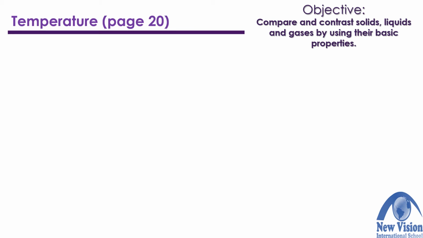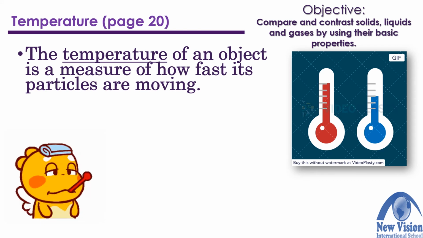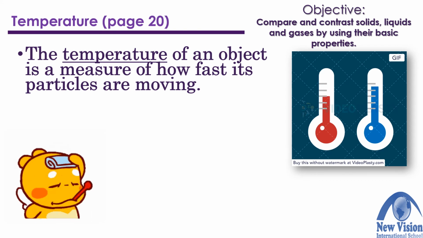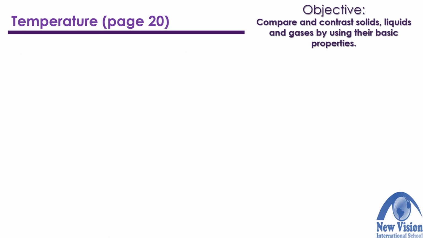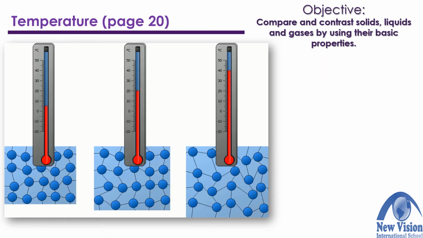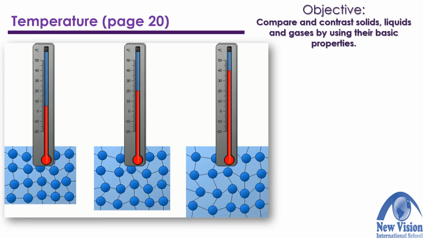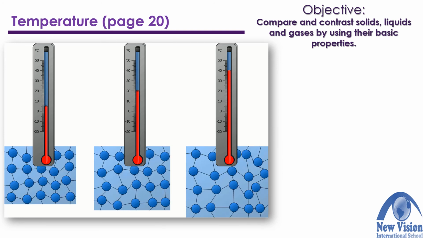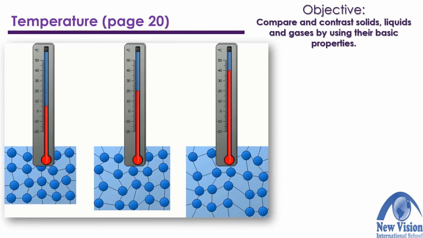Another way to describe matter is via temperature. The temperature of an object is a measure of how fast its particles are moving. The higher the temperature, the faster the particles move. Take a look at this example. Notice that the particles are moving. If you observe clearly, the faster the particles move, the higher the temperature.